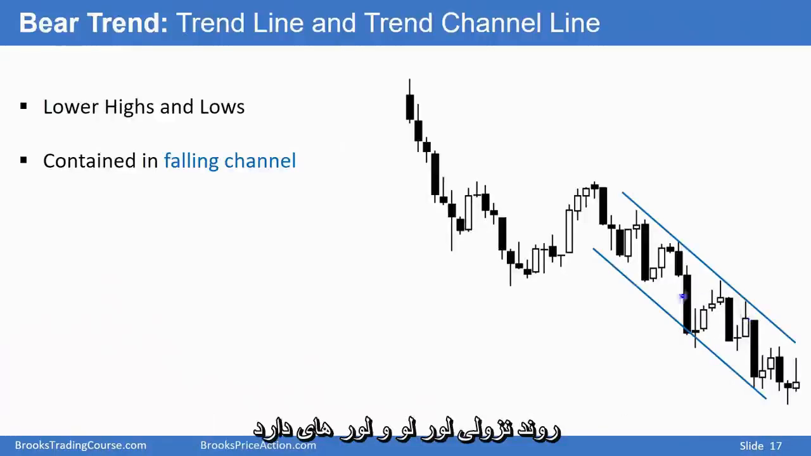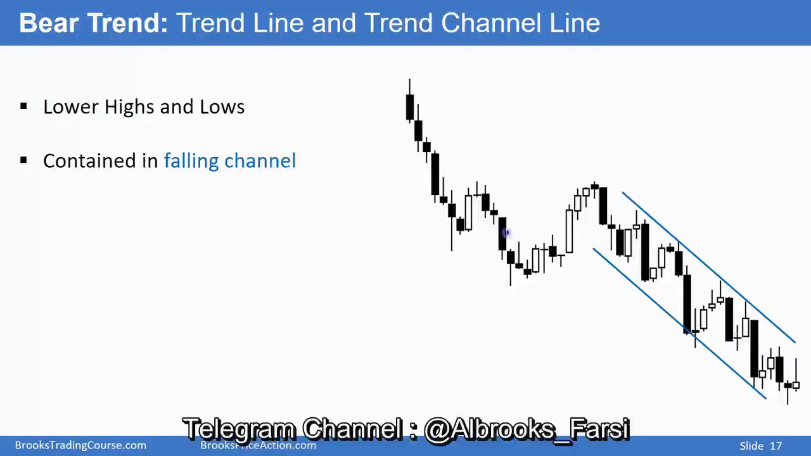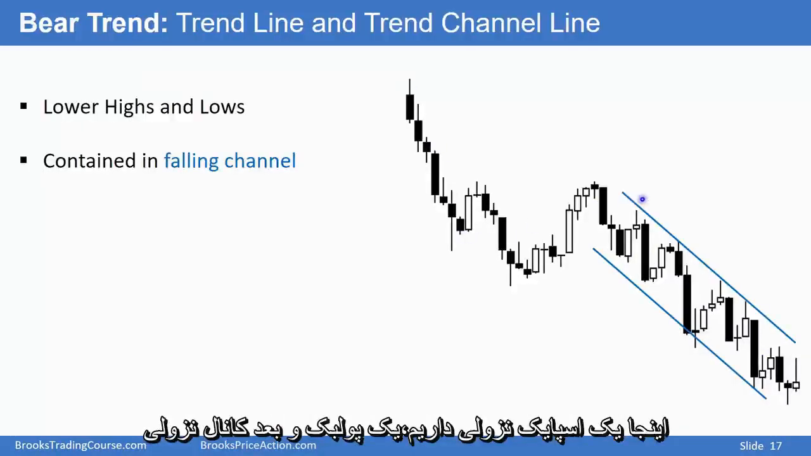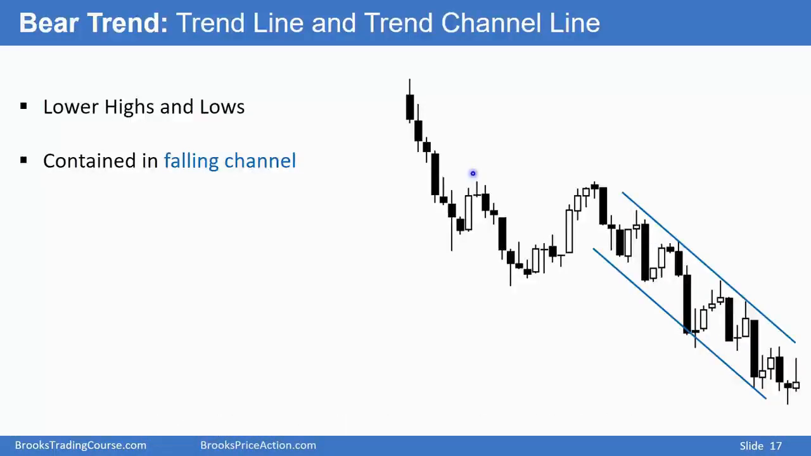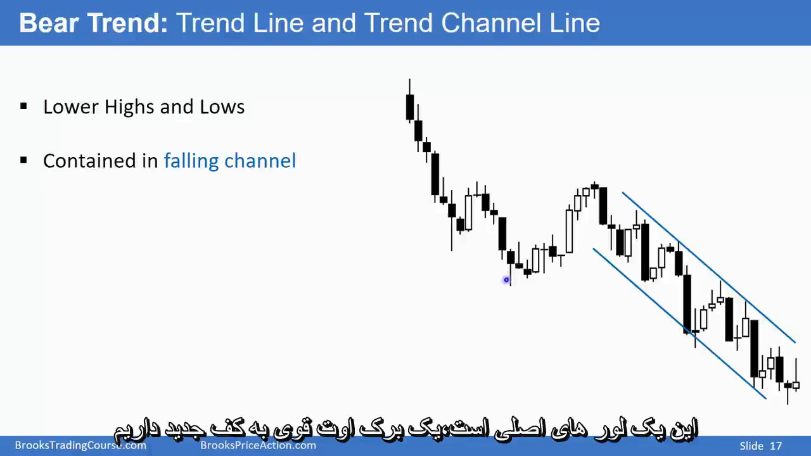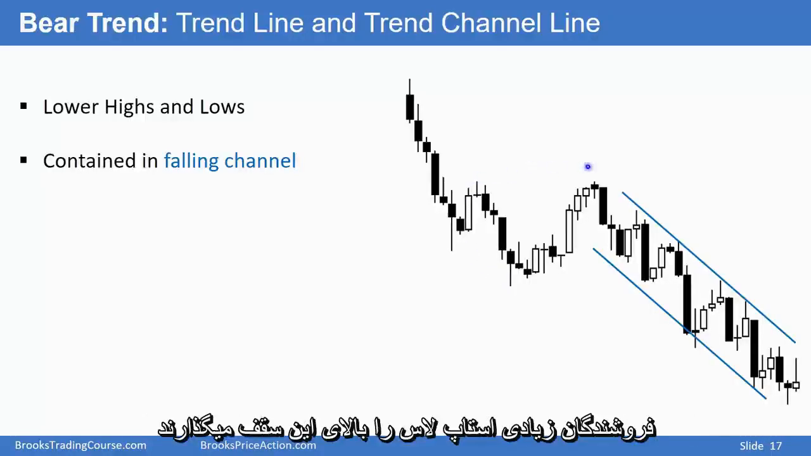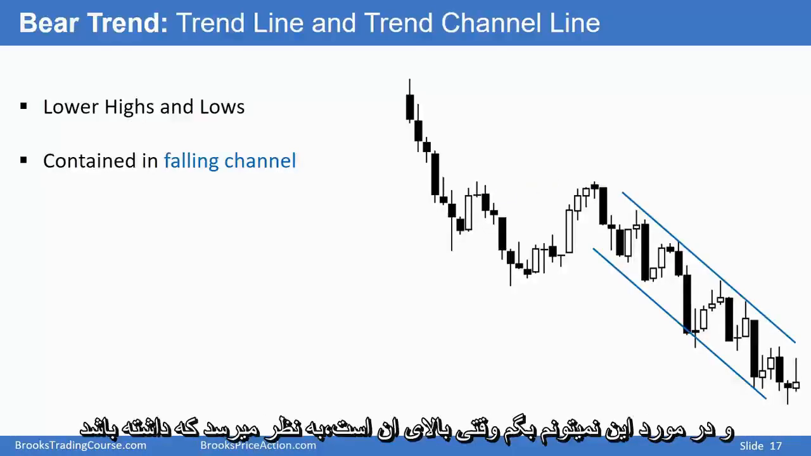A bear trend has lower highs and lower lows, and is contained in a falling channel right here. So here we have a spike down, a pullback, and then a bear channel. Now, this is a major lower high. We have a reasonably strong breakout to a new low. A lot of bears will put their stops above that high, and I cannot tell if this went above that. It looks like it might have.